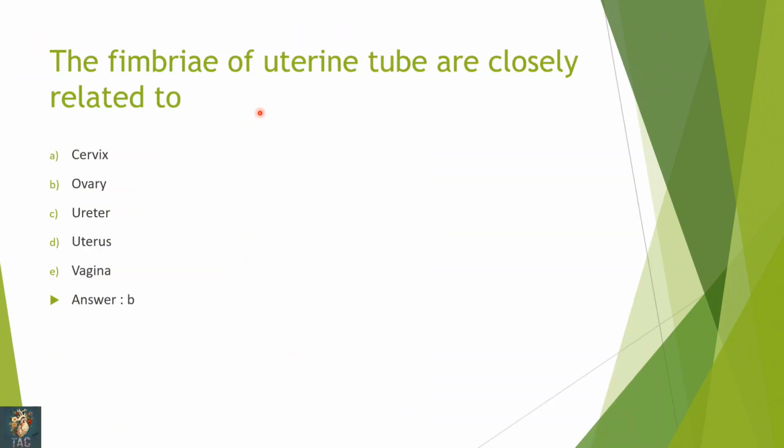Next MCQ: the fimbriae of the uterine tubes are closely related to the cervix, ovaries, ureters, uterus, or vagina? Very simple question. Obviously, the fimbriae of the uterine tube are related to the ovary. So B is the correct option.